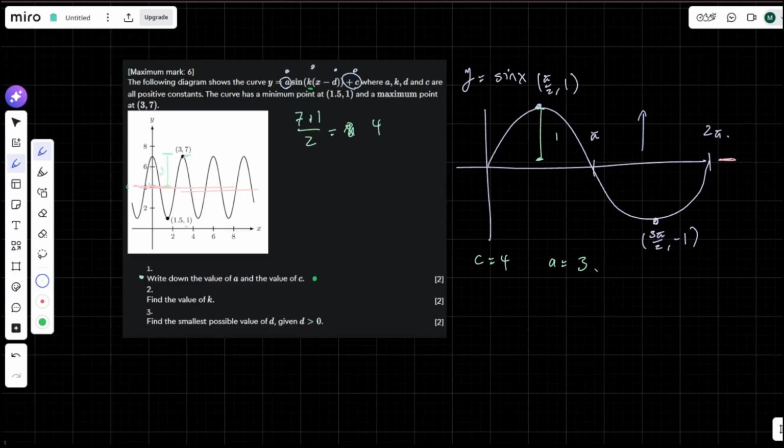The next thing we need to find is a value of k. Now k is an x transformation. We can tell that because it's within the brackets of our sine function. So it's affecting the x value before you apply the sine, in an order of operations sense. What that means is for all of our x transformations, they tend to do the opposite of what we're expecting.